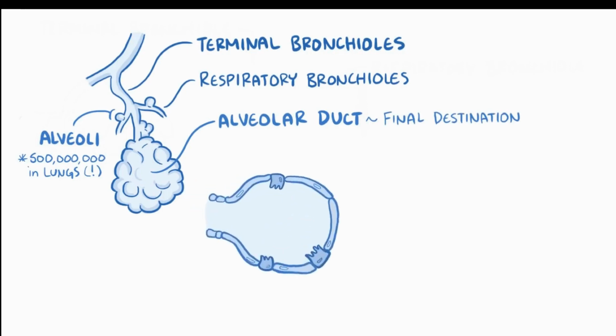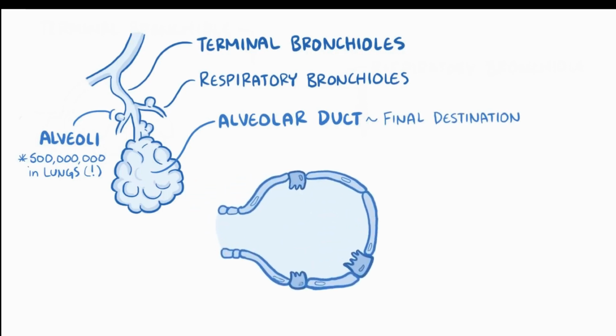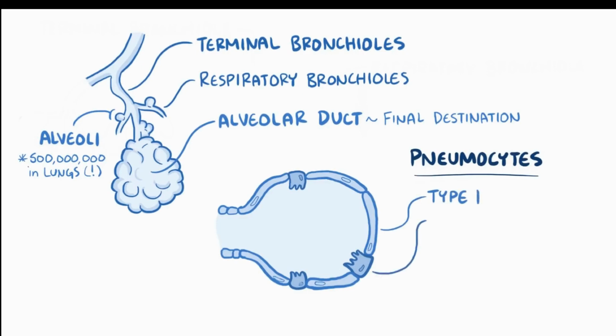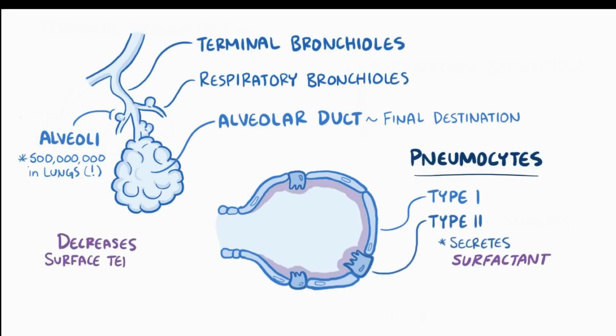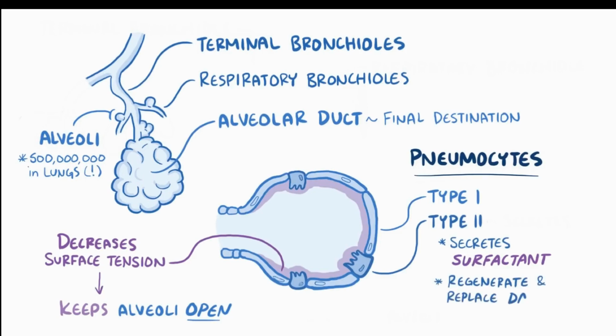The alveolar wall has a completely different structure than the bronchioles. There are no cilia or smooth muscle, and instead the wall is lined by thin epithelial cells called pneumocytes. Most are regular pneumocytes called type 1 pneumocytes, but some, called type 2 pneumocytes, have the ability to secrete a substance called surfactant. Surfactant helps decrease the surface tension within the alveoli and therefore helps keep them open. Just like the club cells, the type 2 pneumocytes are capable of transforming into type 1 pneumocytes, so they can also help regenerate and replace damaged cells.